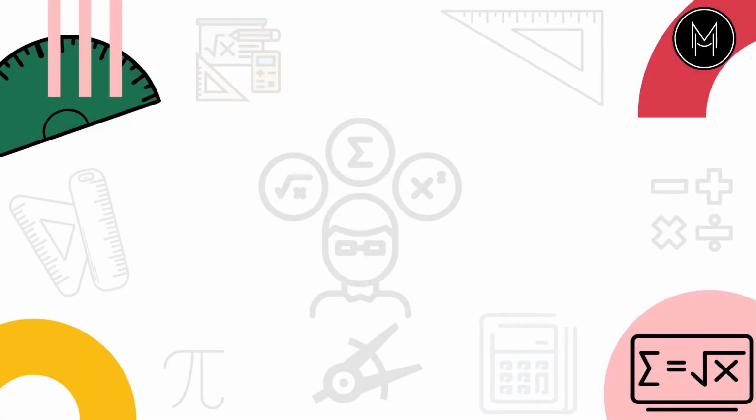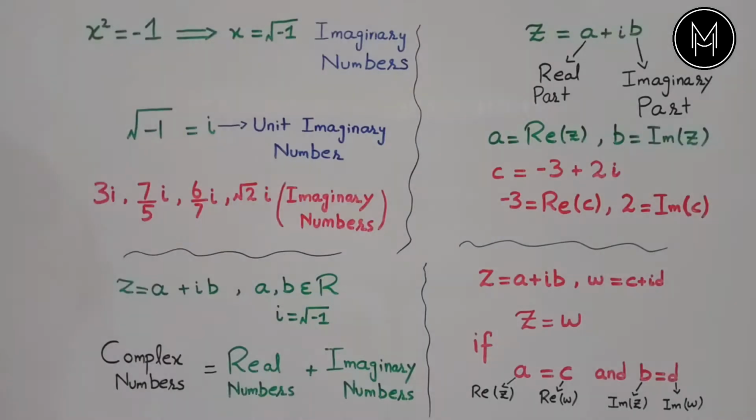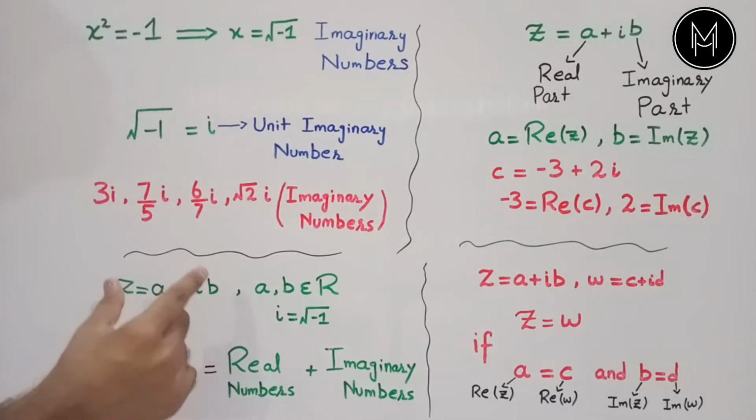Now the question is, what if we combine imaginary and real numbers? Is there any platform by which we can combine these numbers? So the answer is yes. We can combine these numbers in the set of complex numbers.